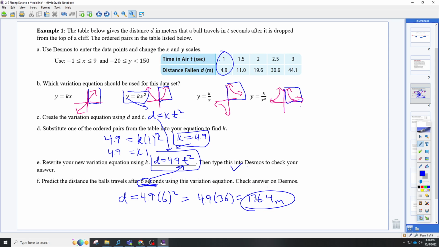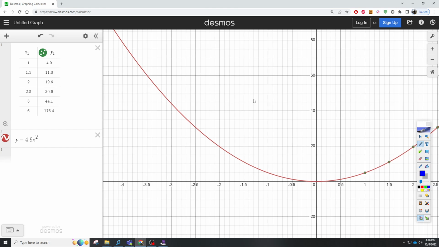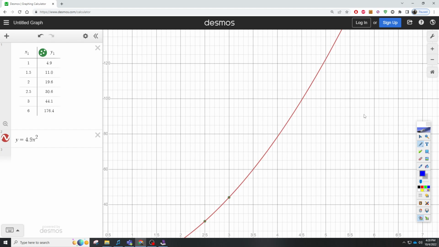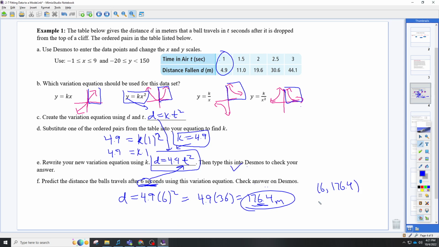Again, I'm going to check this in Desmos. I'm going to see if this point, 6 comma 176.4, actually is on our new parabola that we just made. So I'm going to make a new line. Oh, no, you can go up here. We're going to put in 6 seconds, and then we're going to type in 176.4, just to see if it's on there. Go over here and check. Here's 6. Go up on the graph and see if it's up there. And there it is. It's right on the graph. So it works.